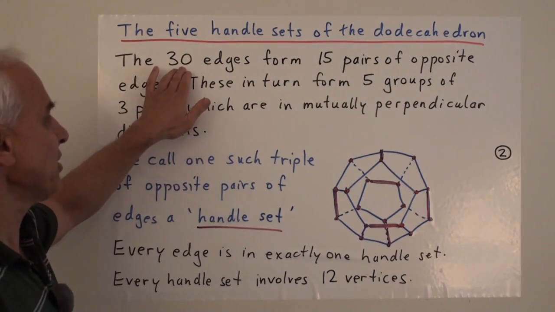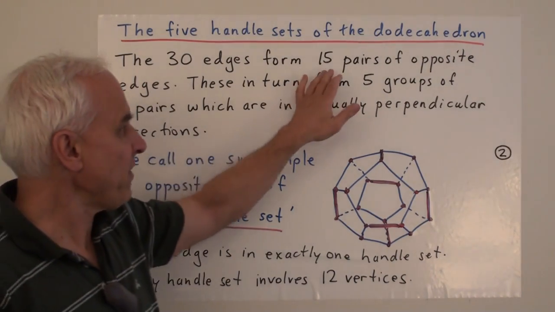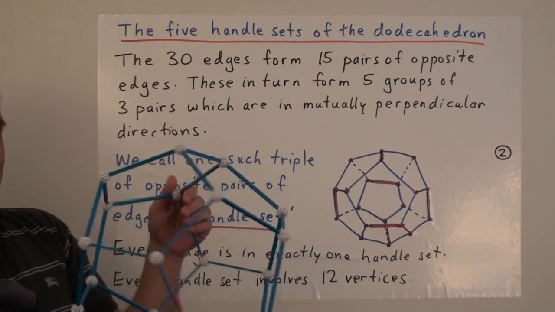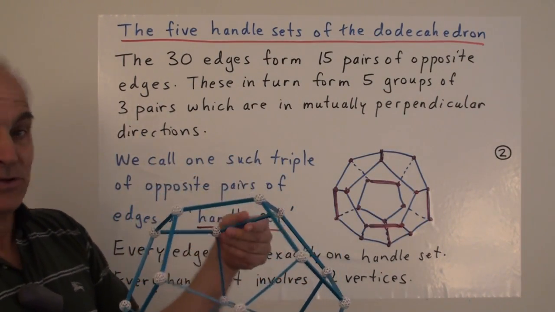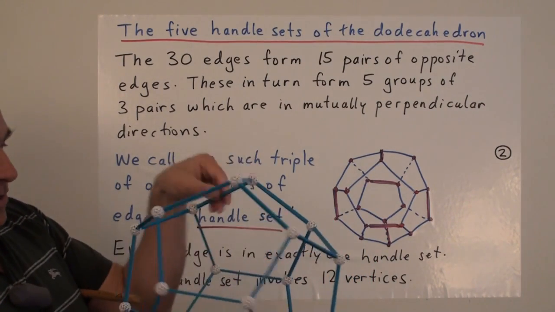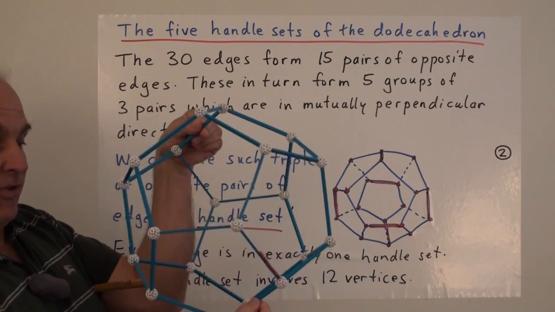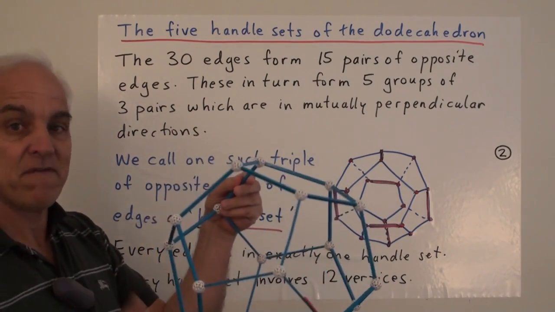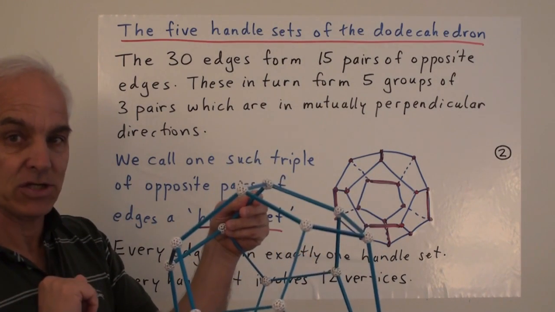Okay, there are 30 edges, and these 30 edges form 15 pairs of opposite edges because the dodecahedron is symmetric through its center. In fact, all of the Platonic solids are, except for the tetrahedron. So here's an edge, and here is the opposite edge down here. These form a pair of opposite edges, and so there are 15 such pairs of opposite edges.